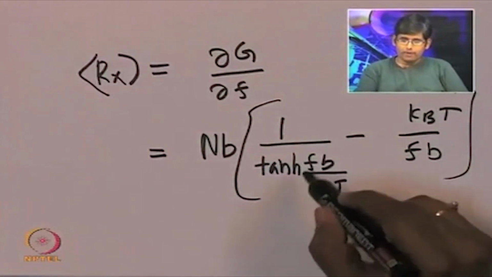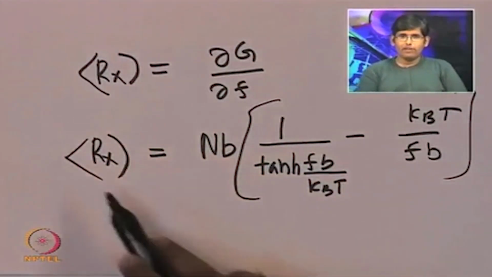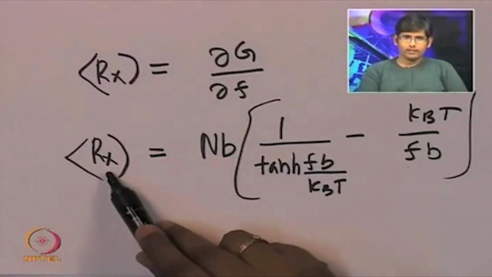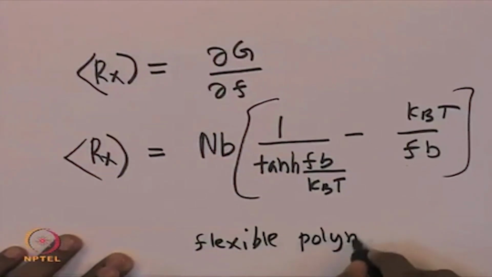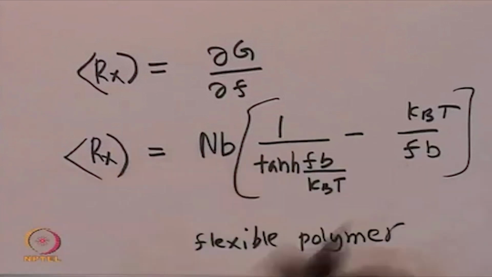So, here is the relation between force and the end to end distance average. Just by calculating free energy, we got a relation between the force f, the temperature and the end to end distance for a flexible polymer. This is true for any polymer like DNA or even a protein which has no bending energy and the only energy is to pull it. This is a measurable quantity, you can measure this experimentally and you can see a few things.